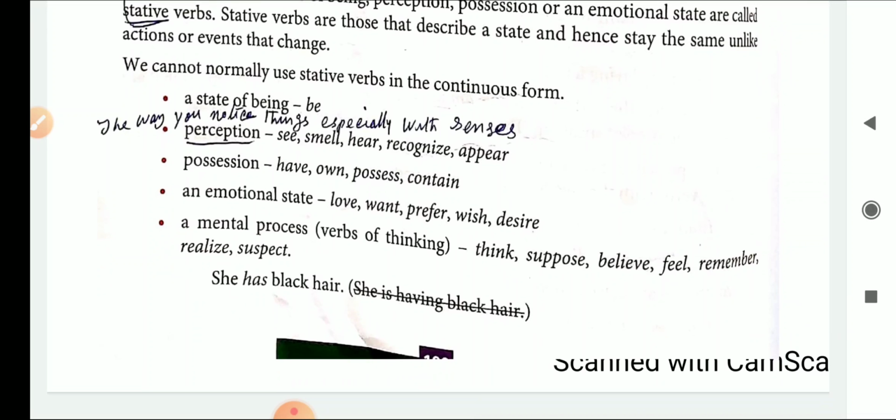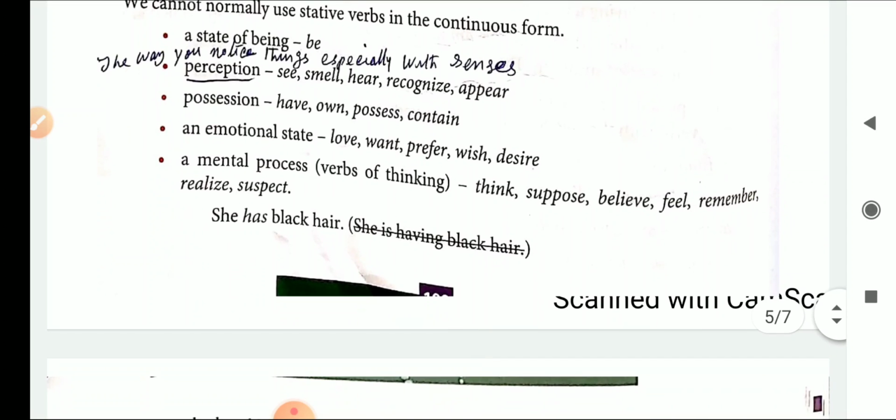Possession. You should not use the continuous. Have, own, possess, contain. An emotional state: love, want, prefer, wish, desire. A mental process, that is verbs of thinking: think, suppose, believe, feel, remember, realize, suspect. So these are the verbs we should not use in the present continuous tense.